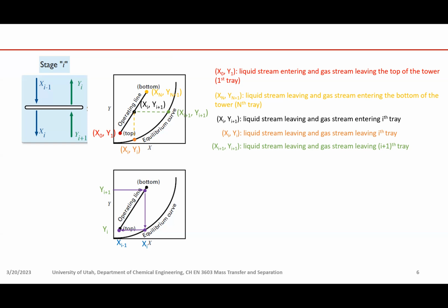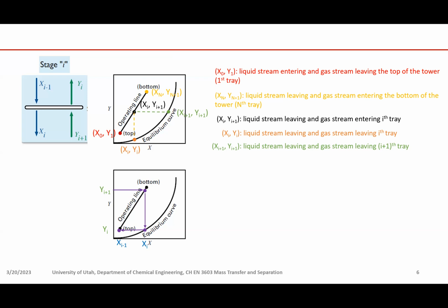Can you rephrase your question? The last purple dot that you drew is outside of the bounds of our operating line. Mm-hmm. So does that mean that it's impossible? And is it only for the tray, or is it for the entire process, like the entire tower? Yeah, so that's a good question.